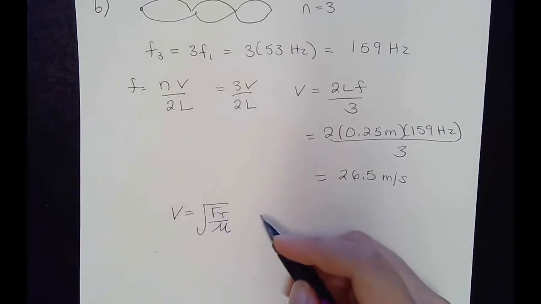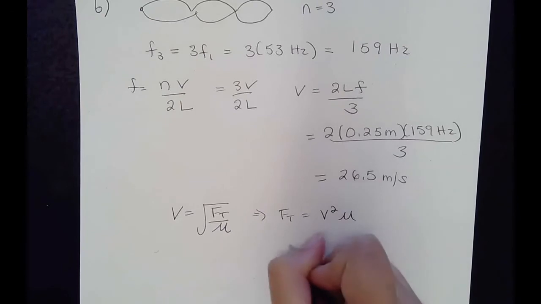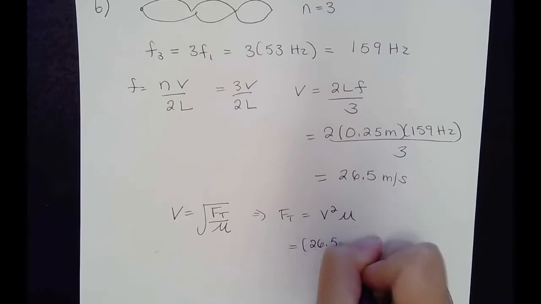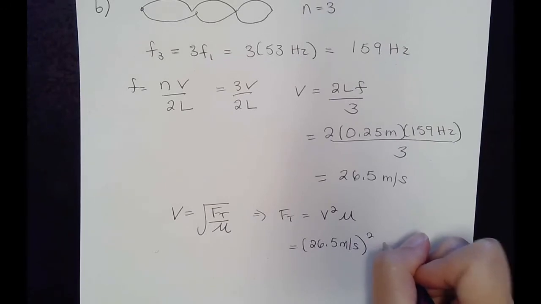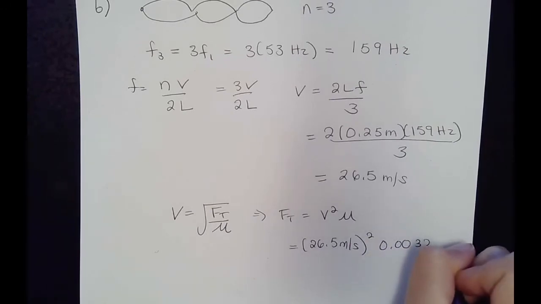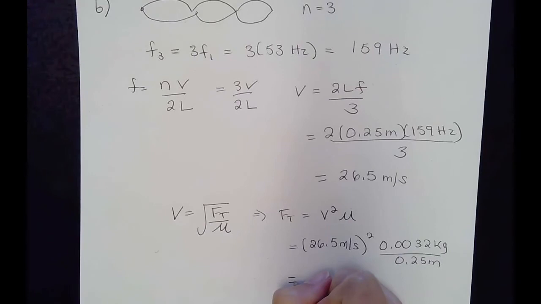And we do need mu. I'm just going to plug it in and find mu at the same time. So F_T equals v squared mu, 26.5 meters per second squared, and then mu is the mass per unit length, so 0.0032 kilograms over 0.25 meters. So a tension of, this is really close to 9 newtons, 8.9888, so about 9 newtons is required to produce this standing wave pattern.